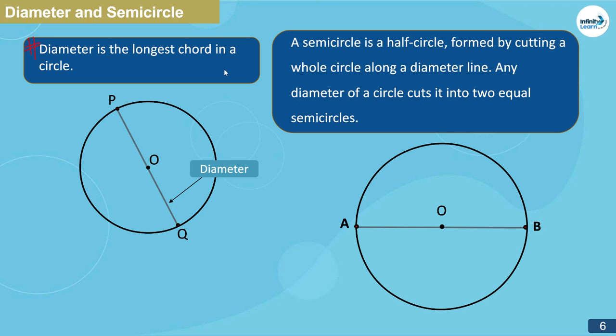A semicircle is formed by cutting the whole circle along the diameter. It means diameter divides the circle into two equal parts known as semicircle. Semicircle number 1, semicircle number 2.